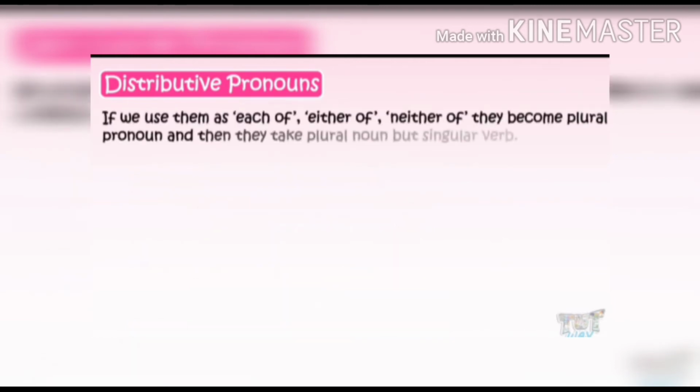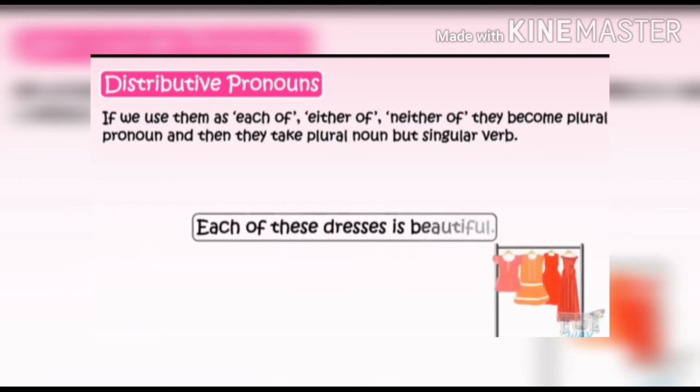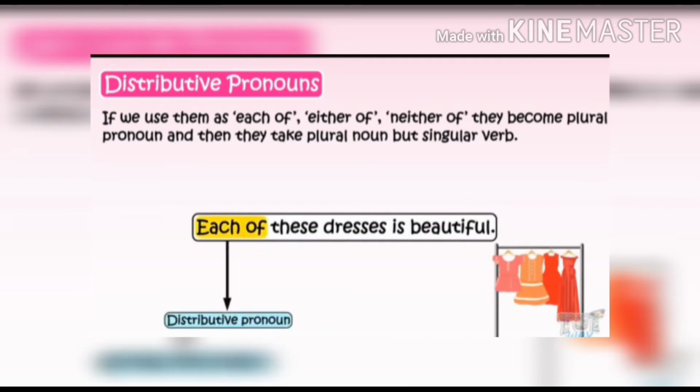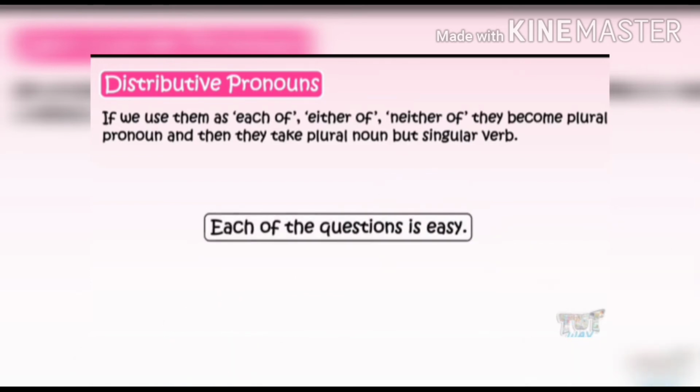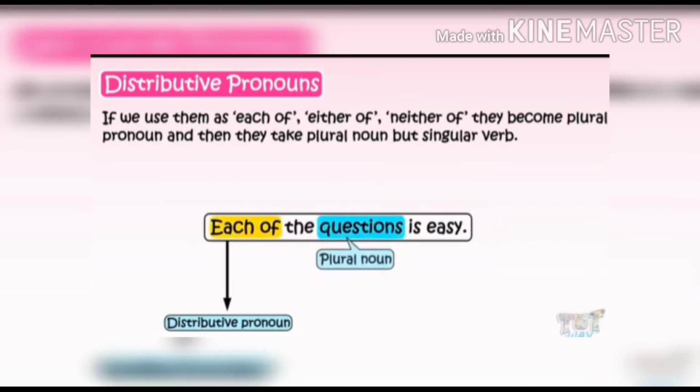But if we use them as each of, either of, neither of, they become plural pronouns and then take a plural noun but a singular verb. Let's see how. Each of these dresses is beautiful. As we have used each of, so we have used the plural each of these dresses, but the singular verb is beautiful. Each of these questions is easy. Plural noun and singular verb.